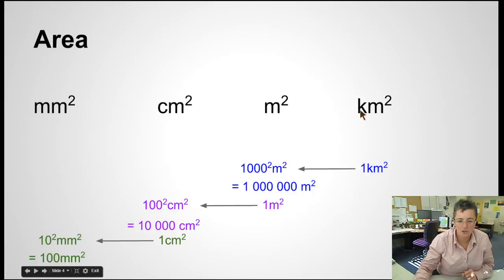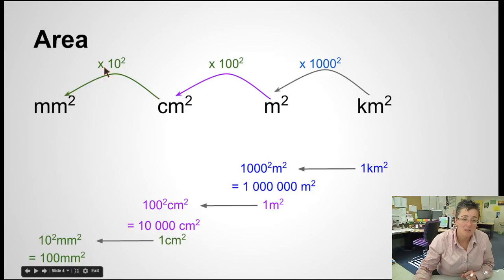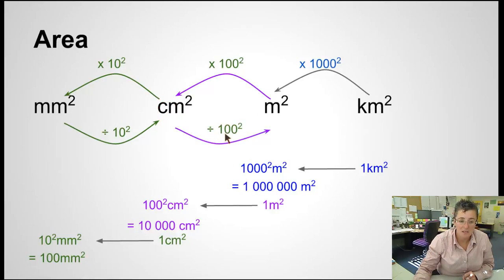So looking at our conversion, we go kilometers to meters and we multiply by 1,000 squared, so that's 1 million. If we're going from meters to centimeters, we're multiplying by 100 squared, which is 10,000. If we're going from centimeters to millimeters, that's 10 squared, so 100. And if we're going the other way, we just do it the other way. So divided by 10 squared, so divided by 100. From centimeters to meters, we're dividing by 10,000. And from meters to kilometers, we're dividing by 1 million.